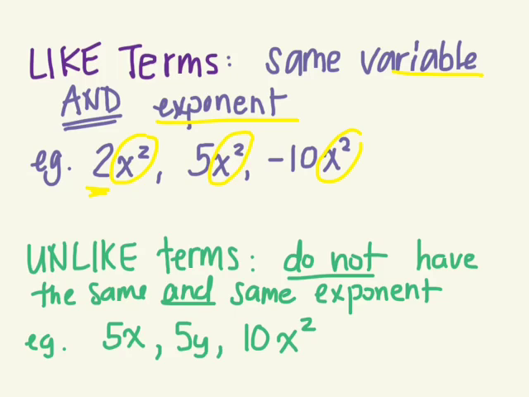What about 10x squared? Is that like or unlike? Good, because although it has the same variable, it does not have the same exponent. What's the exponent of 5x? We can put to the power of 1, exactly. So these two terms are not like terms. We can't combine them because their exponents are different.